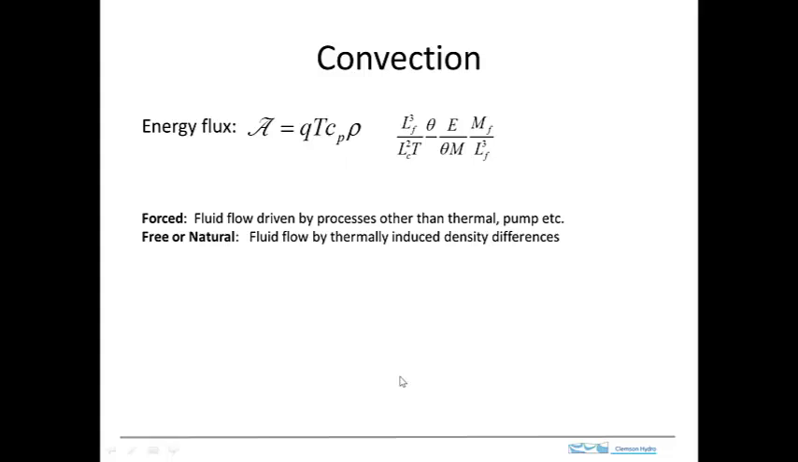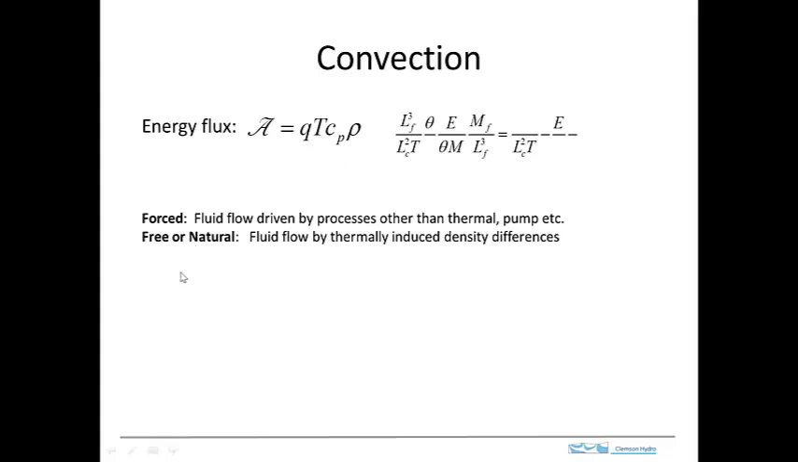Thermal convection is probably the most important process for heat transfer. When fluids are flowing, you can have a very effective method of transferring heat from one location to another. So the energy flux in convection is given by this term: the fluid flow, the temperature, the heat capacity, and the density. To pull apart the units of those different terms, this is fluid flux, temperature, the heat capacity is the energy per unit mass per degree of temperature change, and this is the density. If we cancel out these units, we get that this is indeed an energy flux, energy per area per time.